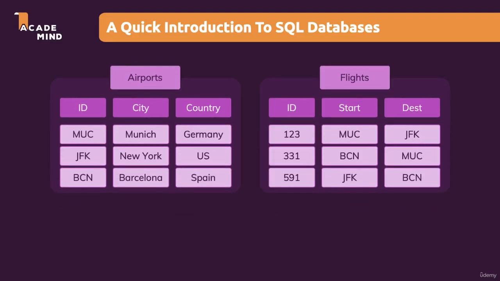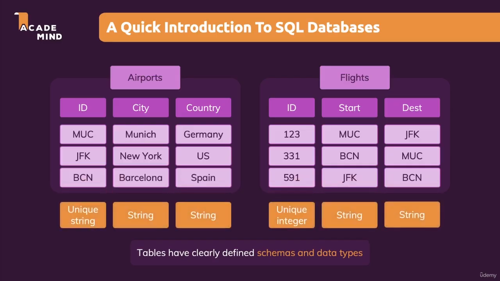Now, one important thing to understand about SQL databases is that you do have clearly defined schemas and also data types. Before you start saving or fetching any data, you set up your database tables and you come up with a schema for every table and you define which kind of data should be stored in every field of that database. For example, that the ID of the airports should be some unique string, that city and country hold some text data and therefore strings, that the IDs of our flights could be integers that should be unique, and that we then again have more strings in there.